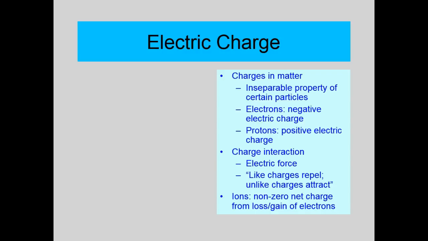So let's look at the electric charge. This begins on page 141. And we've already mentioned where the charges live. The charges in matter are inseparable properties of the particles. You cannot have an electron that has not got a single negative charge. It's not an electron if it doesn't have it. You can't separate the charge from the electron. Neither can you separate the charge from a proton. You can't say, I'm going to take it out and then we won't have it.